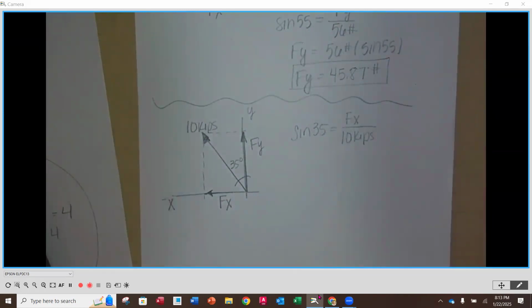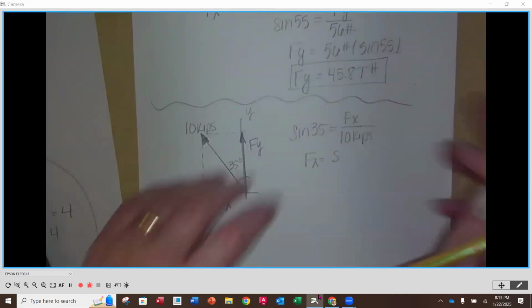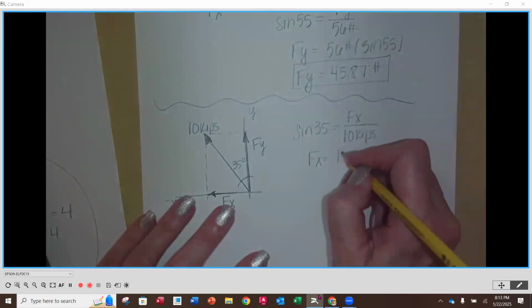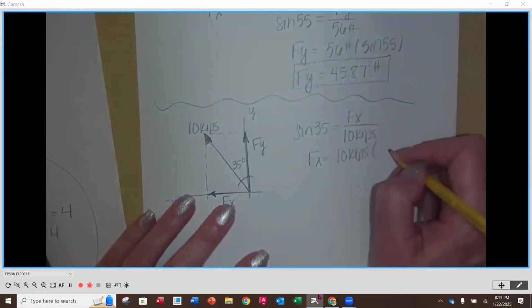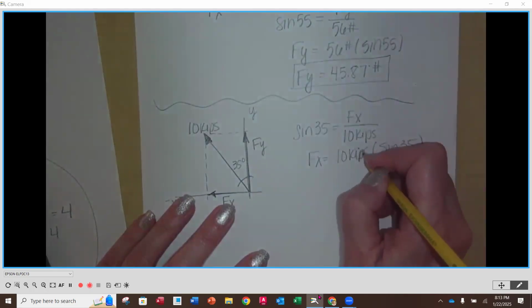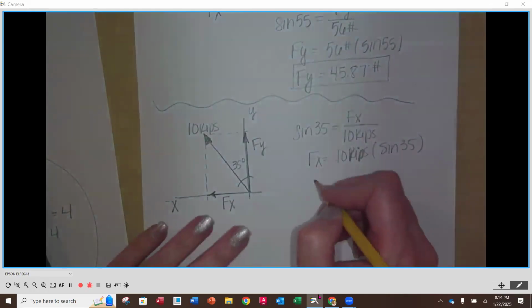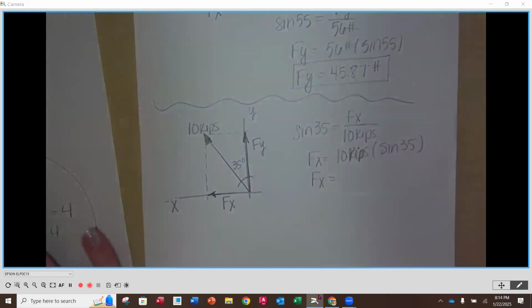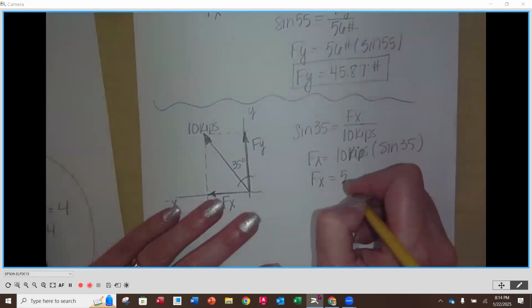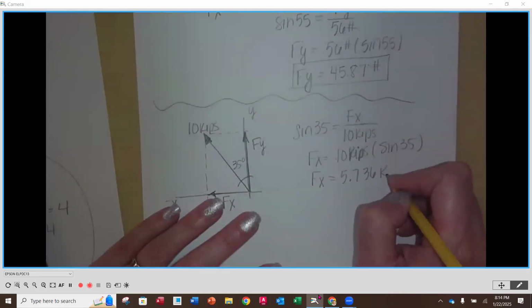Okay, so remember, kips is 1,000 pounds. So now solving for FX, we're going to get FX is equal to 10 kips times the sine of 35. It'll be neater here, Kelly. Trying to write in a hurry, that's the problem. So our FX is going to be equal to 35 sine times 10. Should be 5.736 kips.